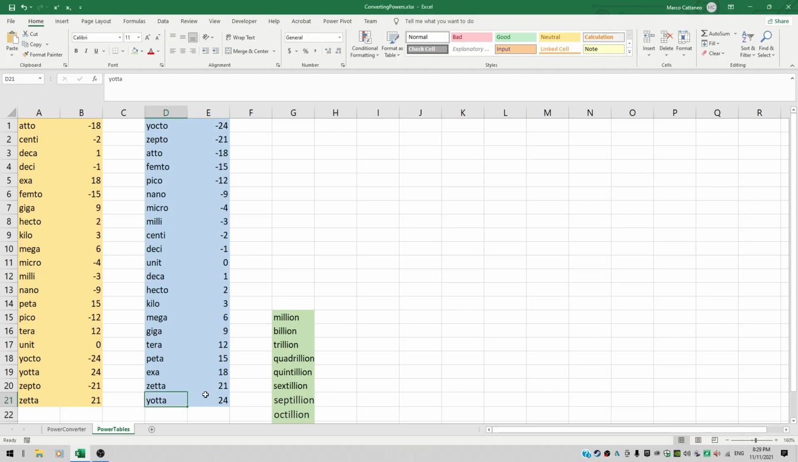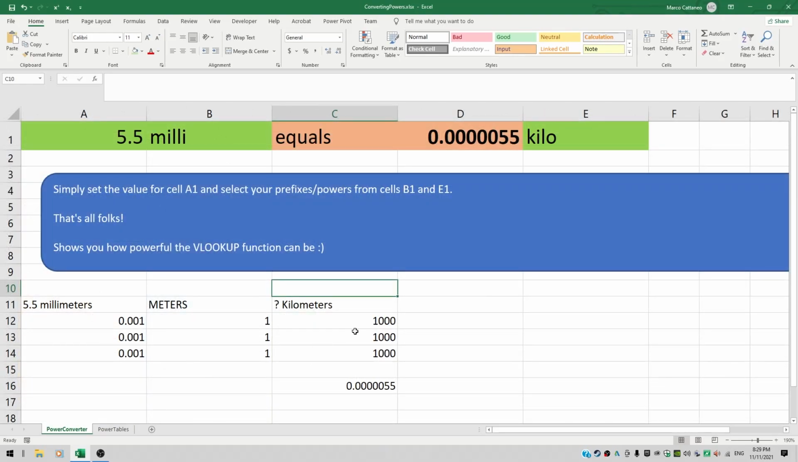If you think of bytes, 1 megabyte is 10 to the 6th bytes, a million bytes. Gigabyte is a billion bytes. Terabyte is a trillion bytes. So here you've got all these prefixes. But of course, we can also use million, billion, trillion, quadrillion, quintillion, and so on. So that's pretty cool. That actually shows you the power of using something like VLOOKUP to convert from a certain type of units to some other type of units.